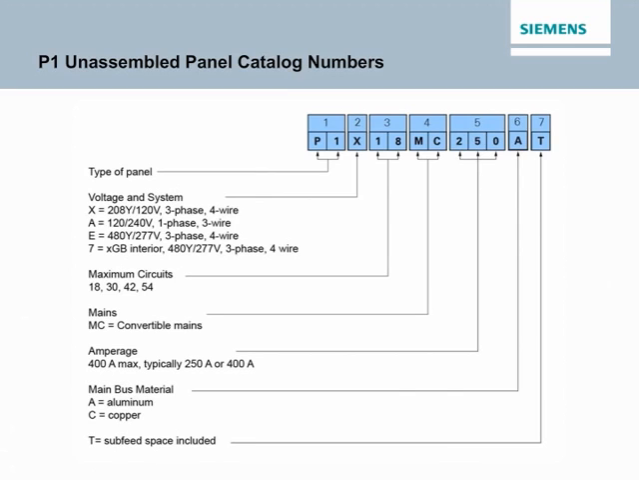Note that the example provided is for a P1 unassembled panel board for use with a 208/120 volt 3-phase 4-wire system. It can accommodate up to 18 circuits, and it has a maximum continuous rating of 400 amps, and it has aluminum bus bars.